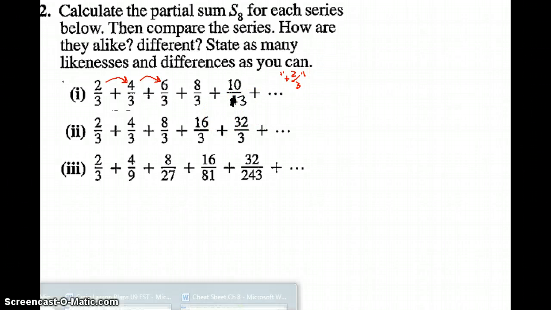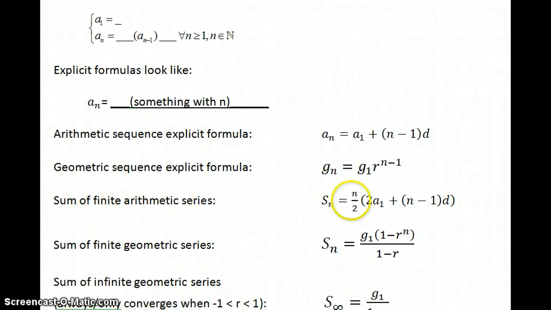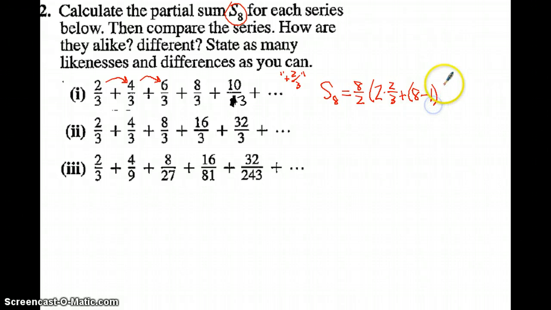So, series. I want to use the arithmetic sum of series. Of course, it's finite. We don't have such a thing as an arithmetic infinite series, but arithmetic finite, it's this one. I need to know what n is. They wanted 8 for all of these. So n over 2 times 2, a sub 1 plus n minus 1 times the common difference, the thing I'm adding each time.